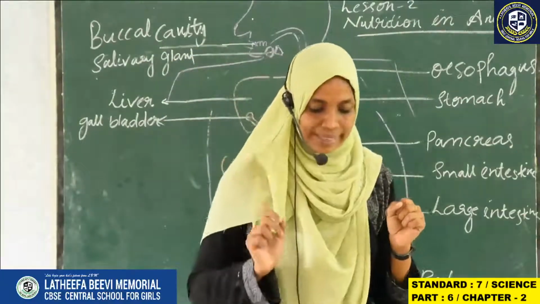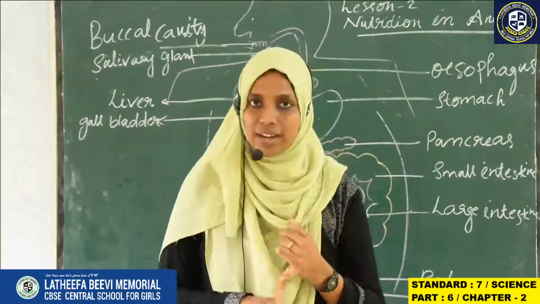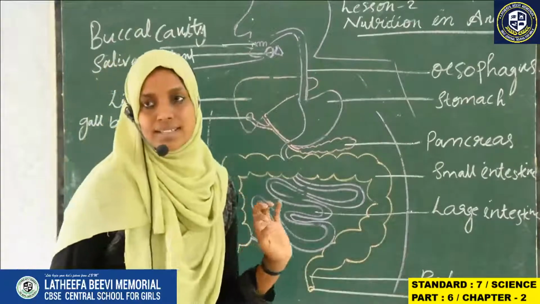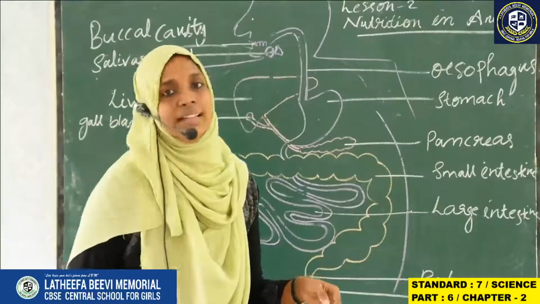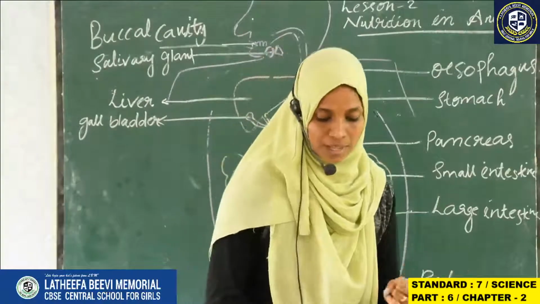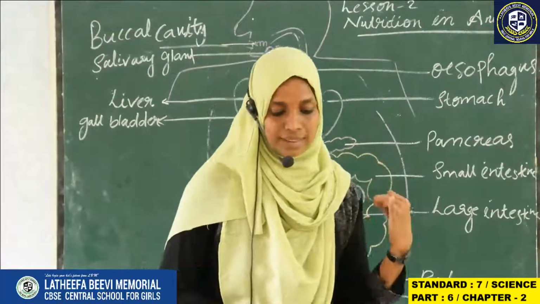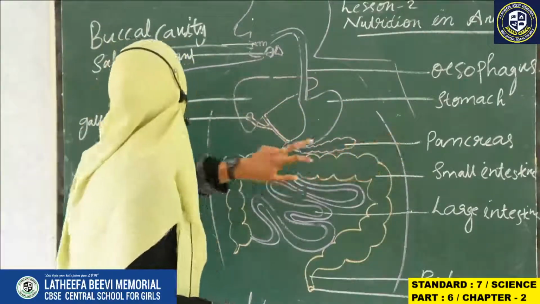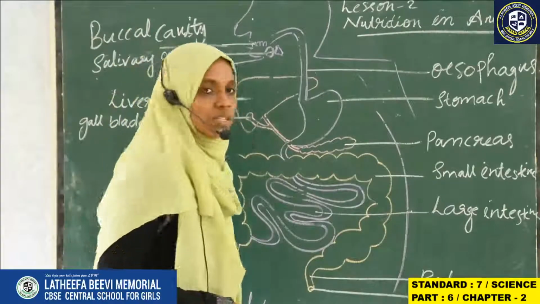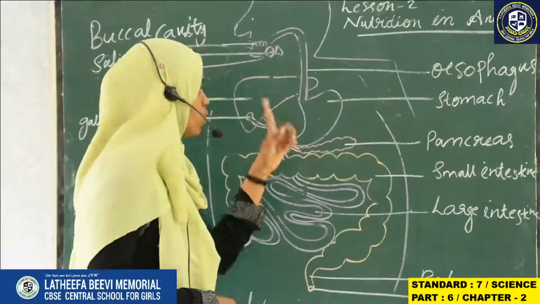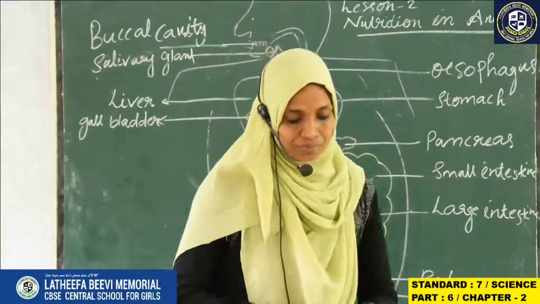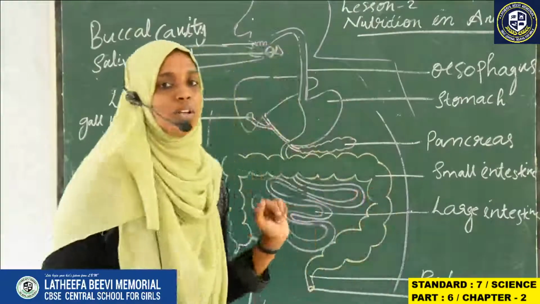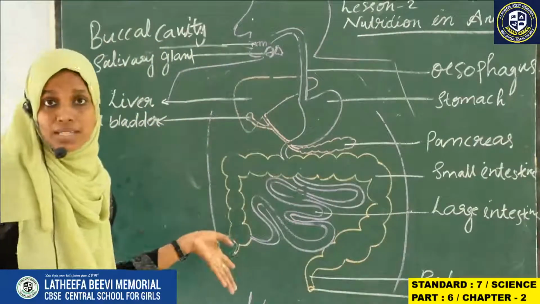So what all comes in the digestive system? The digestive tract and the glands, together the digestive system. The digestive system has the digestive tract and the associated glands. So what are the glands? Salivary gland, pancreas and the liver. So the digestive tract and the associated glands together form the digestive system.